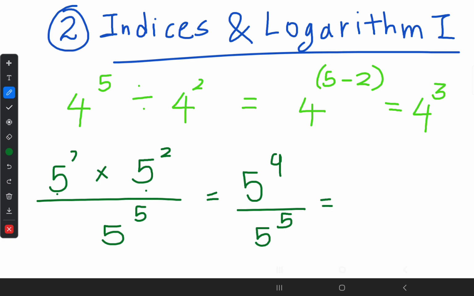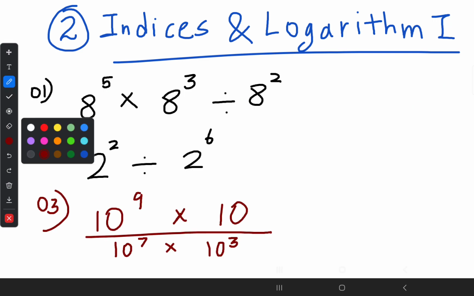In the denominator we have 5 to the power of 5. That means this is a division. In division, what do we need to do? Before starting the division, you should check whether the bases are the same or not. Here the bases are the same. Here the power is 9 and here our power is 5. So 5 to the power of 9 minus 5. Division means subtraction. So finally, we will have 5 to the power of 4. This would be the final answer for the question.